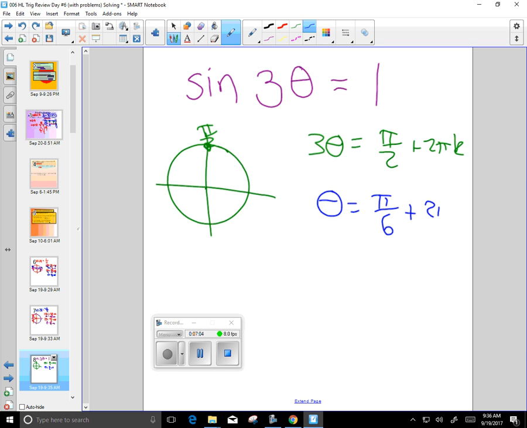Plus 2 pi over 3k. Yeah. So pi over 6 is about here. And then we're going to go about here, I think. And those are the 3 values that we'll have. You feeling good about this?